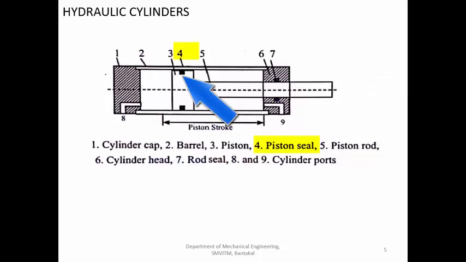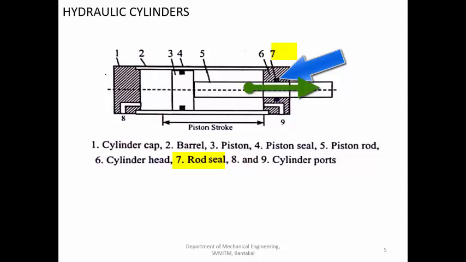That is the seal. That is a piston seal. It will try to prevent the leakage. Then you are having another seal here. That is the 7. That is a rod seal. Now why this rod seal is required? Rod seal is required to prevent the flow of oil from the cylinder into the atmosphere.